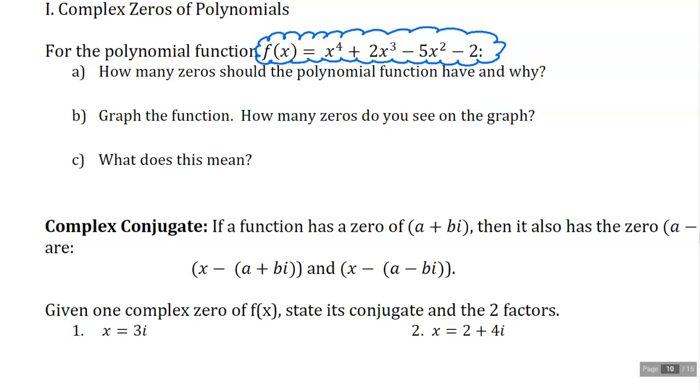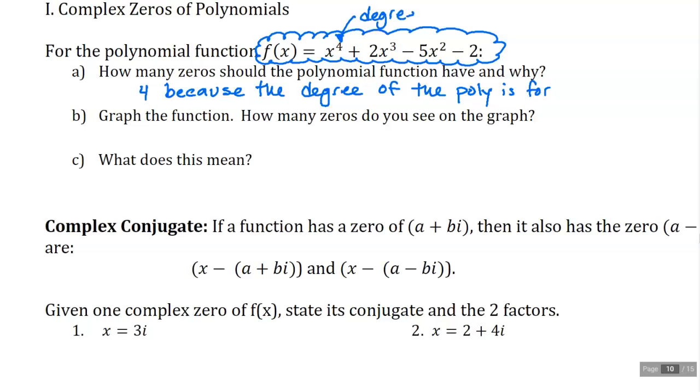So I'm going to say 4 because the degree of the polynomial is 4. Meaning the highest exponent is a 4. That's the degree of the polynomial. All right.